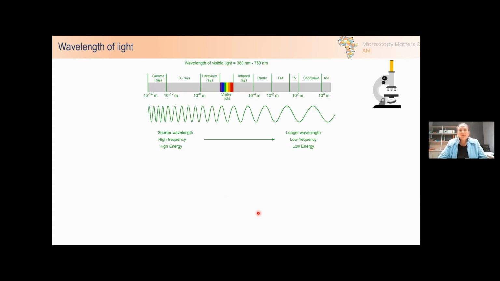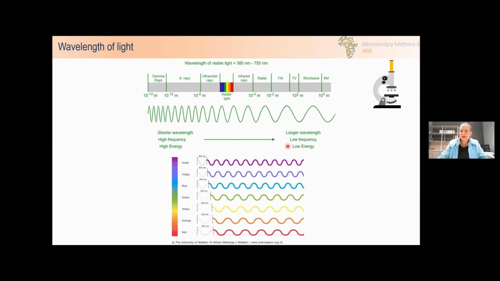When we look at the wavelength of light, it's important to remember that light is part of the electromagnetic spectrum, which means that all of the different colors of light have a specific wavelength. You get light that has shorter wavelengths, which means they have higher frequency and higher energy. And then you get light that has longer wavelengths, lower frequency, and therefore lower energy. This is related to the color.